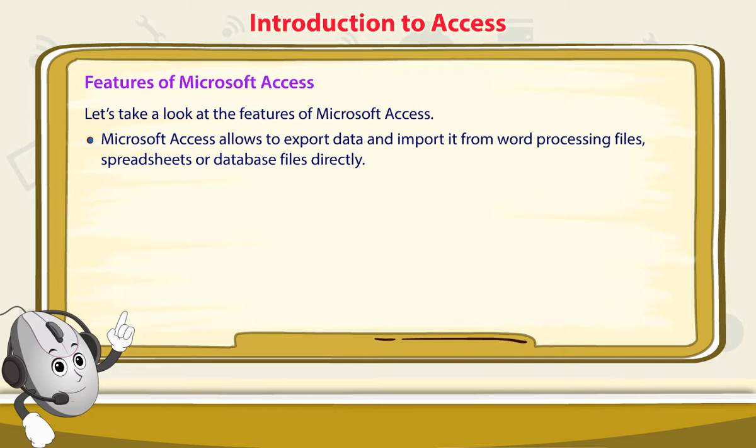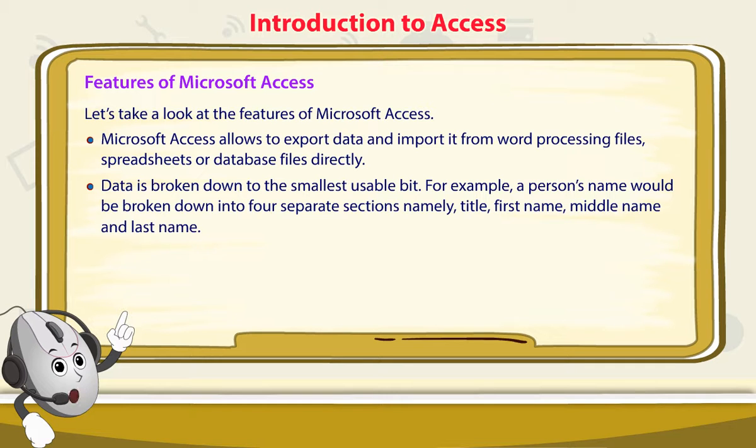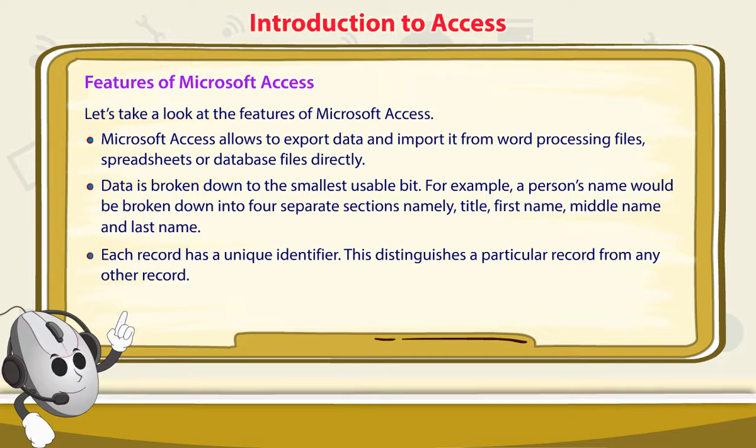Microsoft Access allows to export data and import it from word processing files, spreadsheets or database files directly. Data is broken down to the smallest usable bit. For example, a person's name would be broken down into 4 separate sections, namely title, first name, middle name and last name. Each record has a unique identifier.